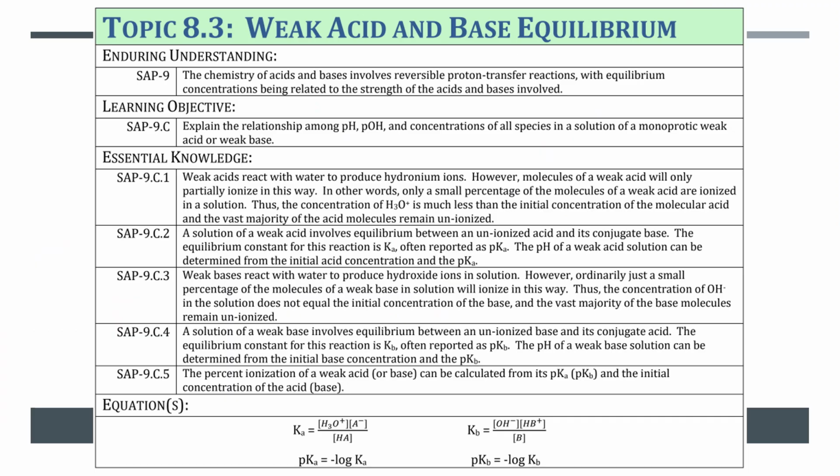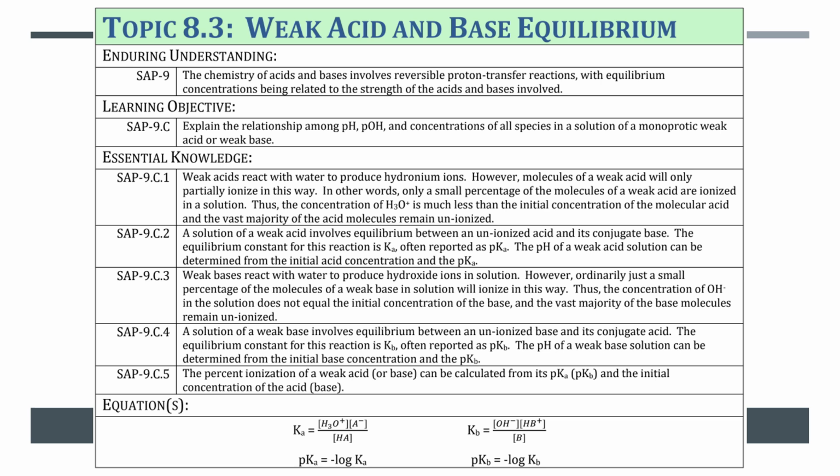So the objective today is to be able to explain the relationship among pH, pOH, and concentrations of all species in a solution of a monoprotic weak acid or weak base. So remember that for something to be considered a weak acid or weak base, it does not ionize completely when it's put into solution. So we're dealing with equilibrium again, which you should know already from last unit.